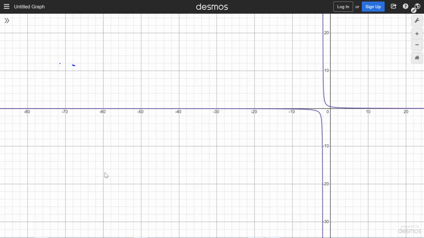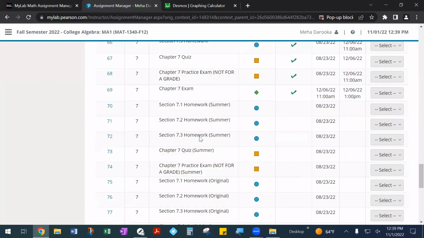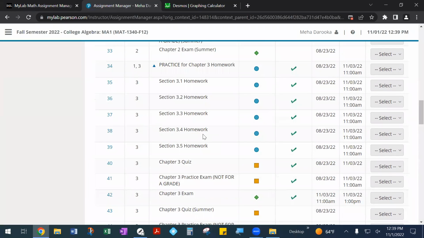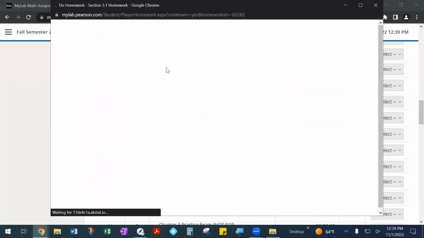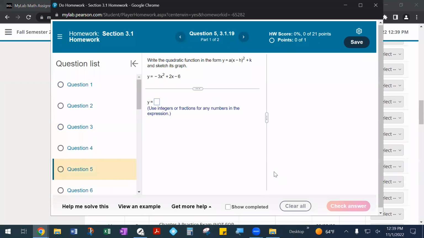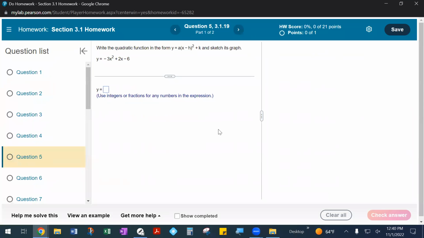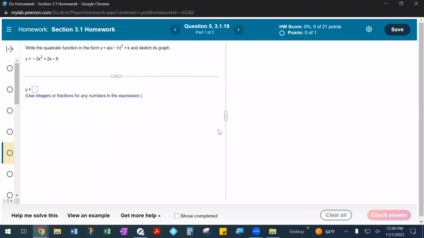What happened to my screen? Yeah, I knew I had done something funny. Okay, you said 3.1, number 5. What section was yours from? 3.1 as well, okay. So what's your question on this one?